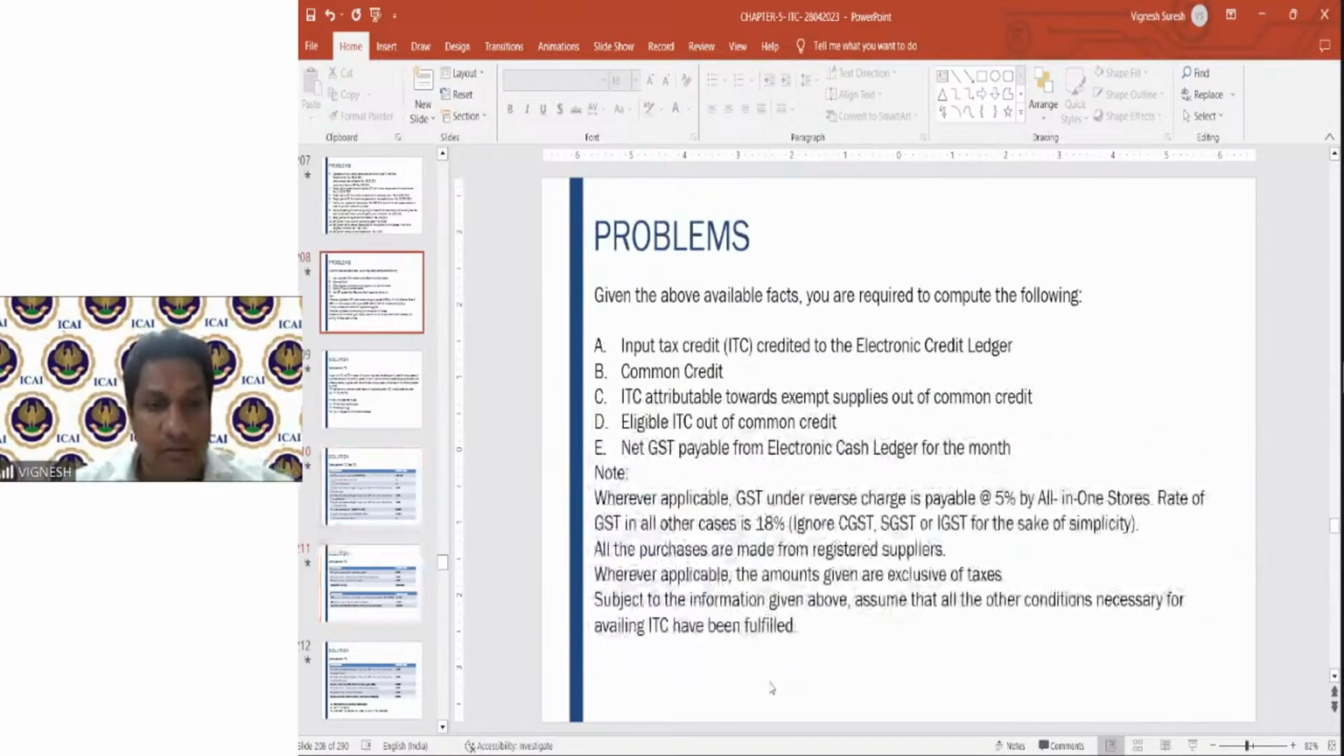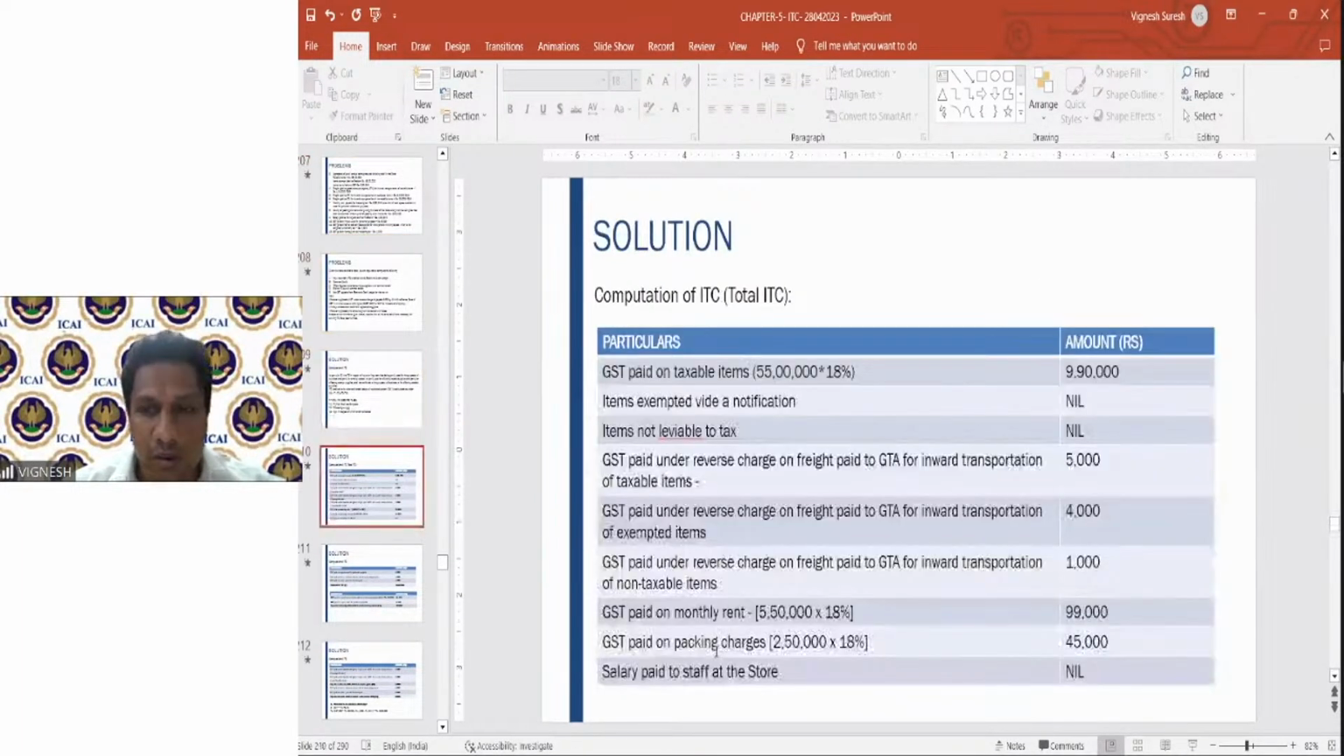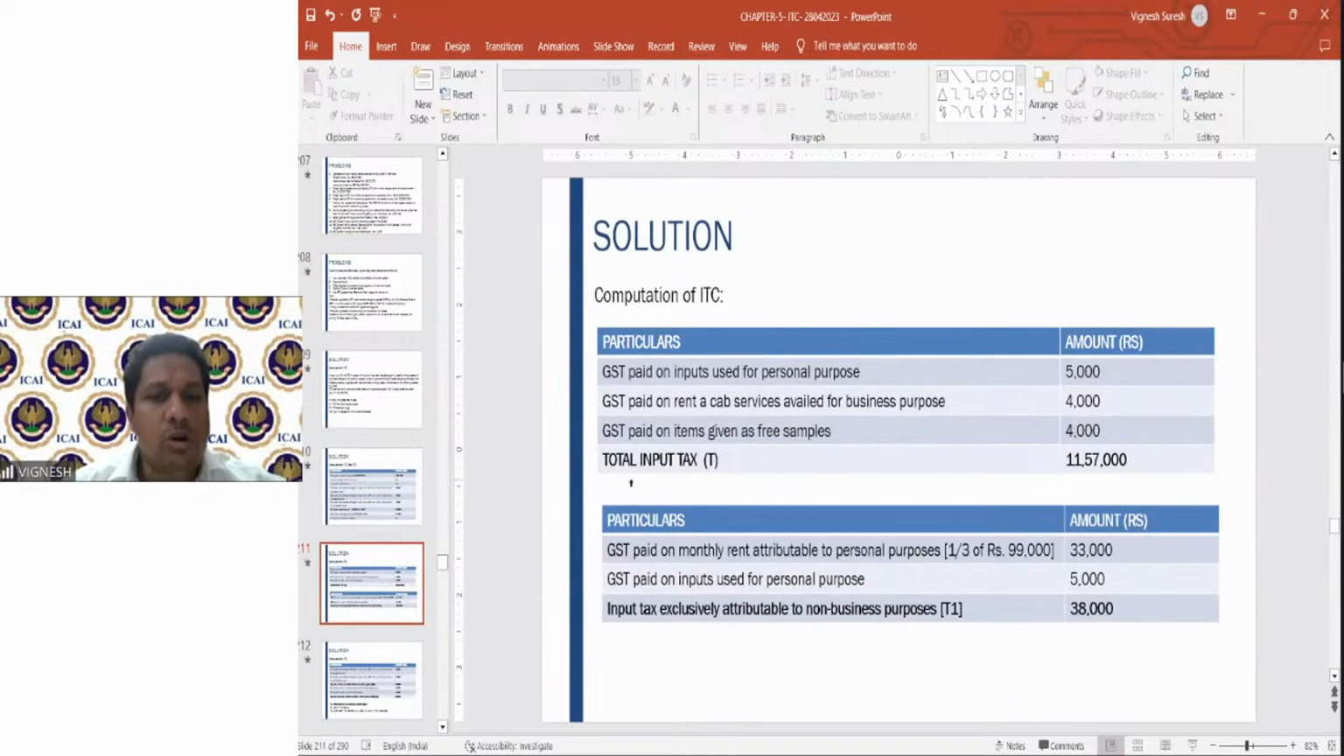Oh, also, there's another one which you have missed out. GST paid on inputs used for personal purpose. Take that because total input tax credit we are taking. Then GST paid on rent-a-cab services for transportation of employees. Take that because that is input GST, whether taxable or not, we'll see later. Then GST paid on items required as free samples, 4,000 rupees. So take this total input tax, what you're getting is T. So T is 11,57,000. Till here, did you understand?